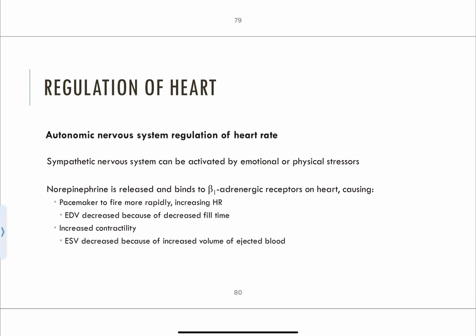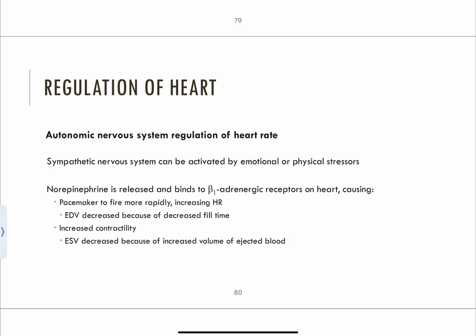So first, let's talk about the autonomic nervous system's role in the regulation of heart rate. If we're talking about our sympathetic nervous system, this is our fight or flight division, and it's going to be activated if we're under some sort of emotional or physical stress. When this happens, norepinephrine is going to be released. It's going to bind to that beta adrenergic receptor that we saw in the heart, and it's going to cause our pacemaker to fire more rapidly. If our pacemaker, our SA node, is firing more rapidly, that's going to increase our heart rate.